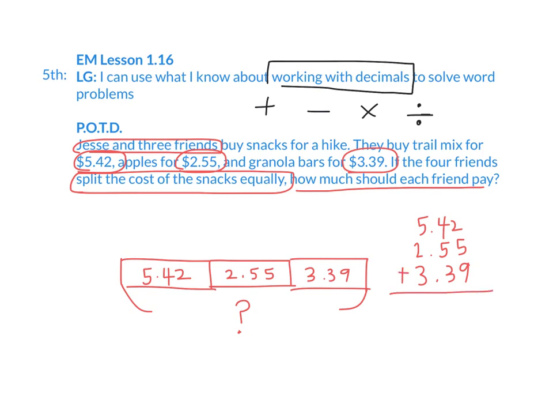Are all my ones on top of each other? Yes. All my tenths? Yes. All my hundreds? Yes. Then I'm good to go. How many hundredths do I have altogether? 2 plus 5 plus 7 plus 9? 16. Good. I'm going to regroup. How many tenths do I have together? 1 plus 4 plus 5 plus 3? 13. Good. I'm going to regroup. How many ones do I have altogether? 1 plus 5 plus 2 plus 3? Good. So, is my final answer $11.36? No. All this shows is that all together, all the snacks cost $11.36.